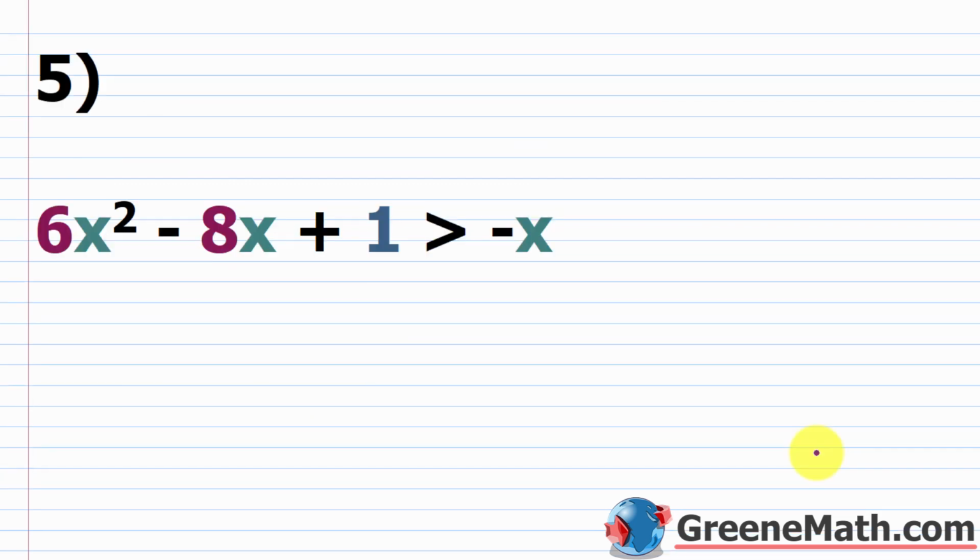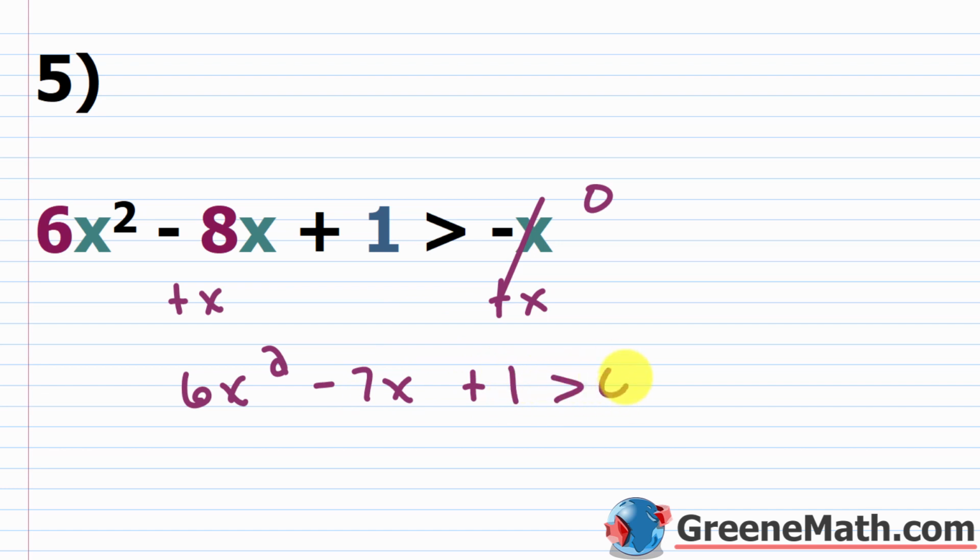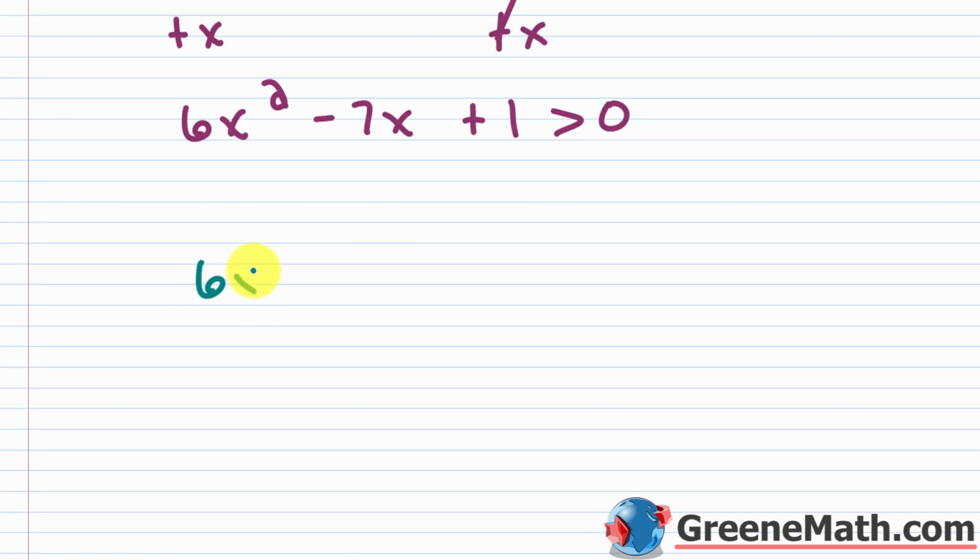All right, let's take a look at problem number 5 now. So we have 6x squared minus 8x plus 1, and this is greater than negative x. So I'm just going to add x to both sides of the inequality. Cancel this away and say this is 0. We'll have 6x squared. Negative 8x plus x would be negative 7x. Then plus 1, and this is greater than 0. And again, I'm just going to put 6x squared minus 7x plus 1. I'll say this is equal to 0, just to find the critical values.